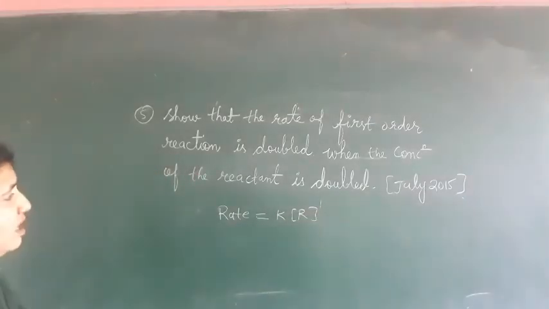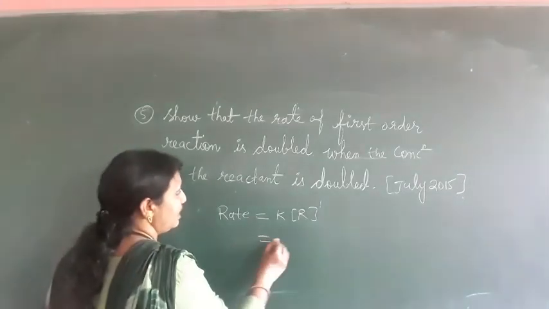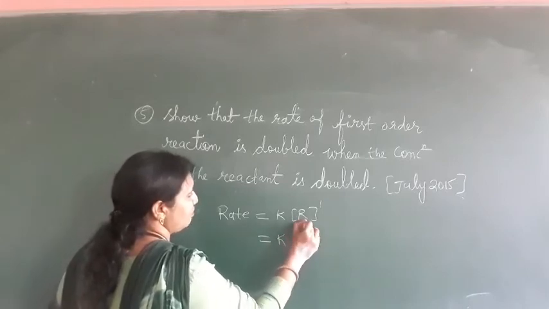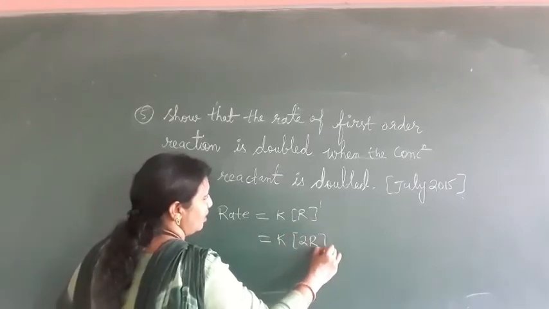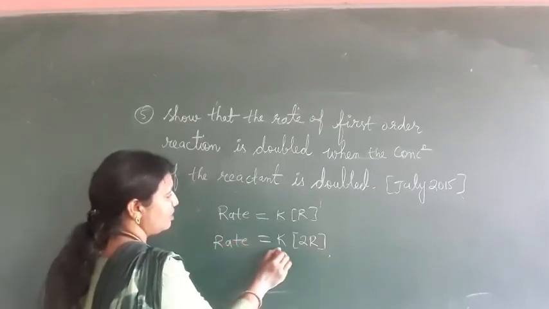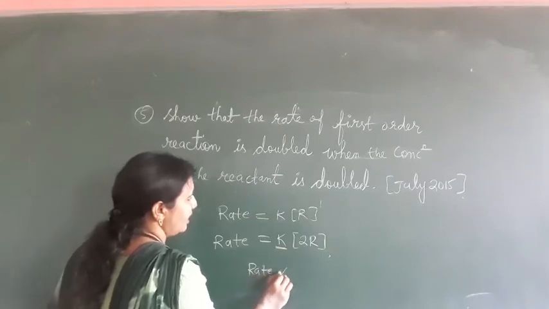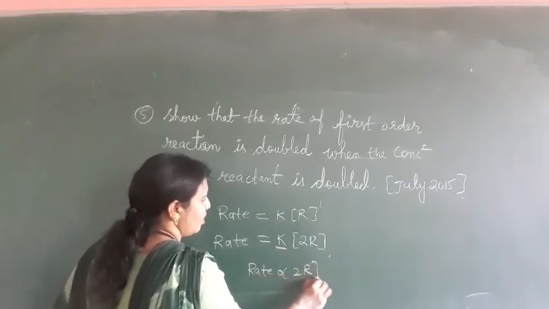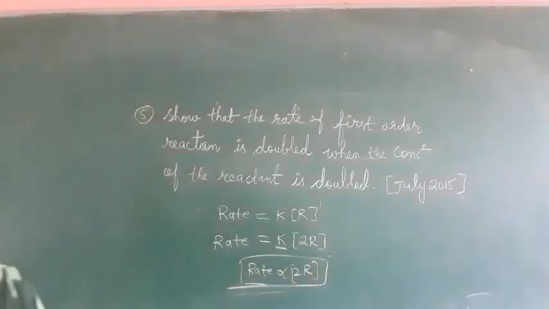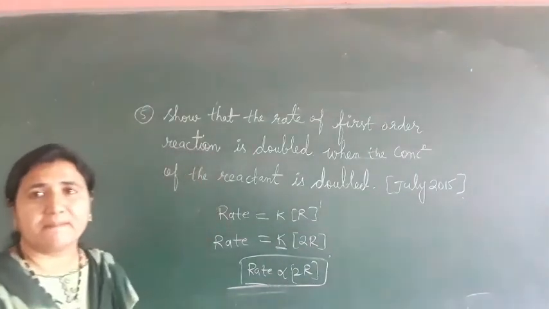This is our first order reaction. For a first order reaction, if we double the concentration of the reactant, that is 2R, what happens to the rate? Yes, it will be double, because k is a rate constant. If you remove it, the rate is directly proportional to 2R. So concentration doubled means the rate is also doubled. This was asked in the July 2015 question paper.